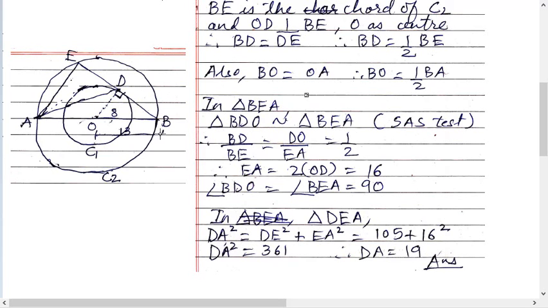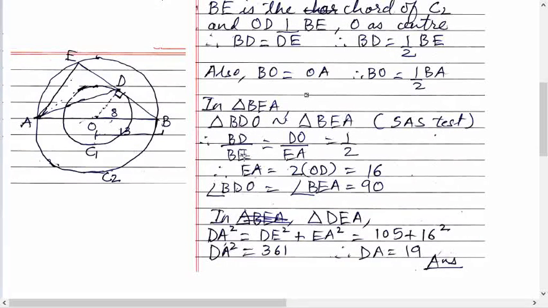DB and EB ratio is half. Just now we have proven it. This angle B is common to both the triangles BDO and BEA, right? Therefore, these two triangles are similar. Now once these two triangles are similar, angle BDO equals angle BEA, right? Because of CPCT, corresponding parts of congruent triangles.